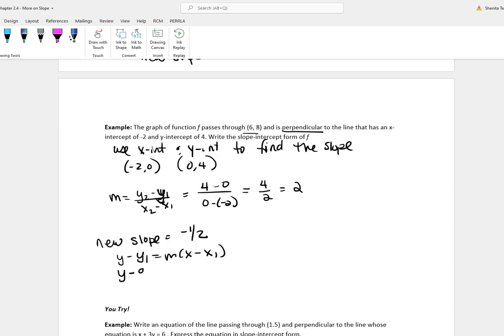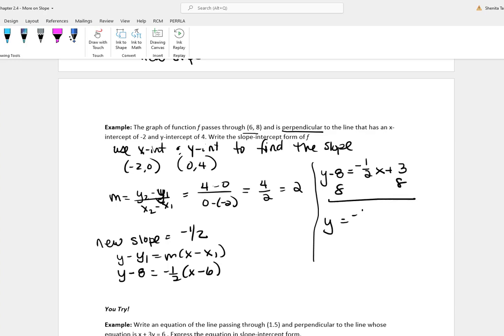So we get y minus 8 is equal to negative 1/2 (x minus 6). I'm going to go ahead and multiply out this negative 1/2. I get negative 1/2 x, and then half of 6 is 3. It'll be a plus 3. And then I'll go ahead and add 8 to both sides. 8 here, 8 here. I get y is equal to negative 1/2 x plus 11.